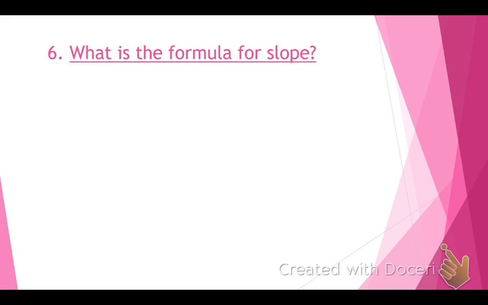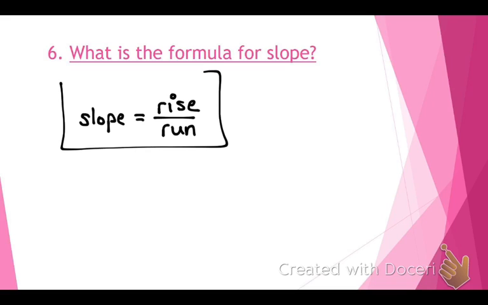So it's asking you, what is the formula for slope? What is it, guys? I don't want you just to say rise over run. Slope equals rise over run. That is the whole formula. Because if you don't tell me that the slope equals, you might be thinking the average speed equals or something else. So I want the entire formula there. Slope equals rise over run.